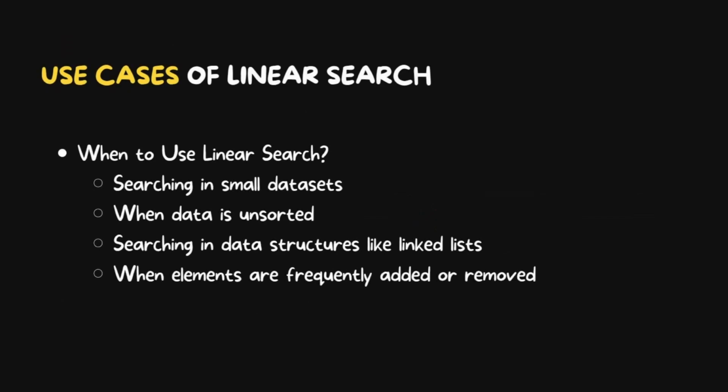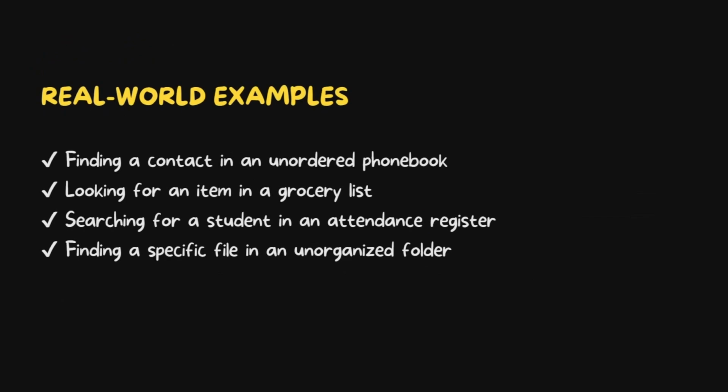Linear search is useful in many situations. Searching in smaller datasets when data is unsorted, searching in data structures like linked lists when elements are frequently added or removed. So these are some of the use cases of linear search. So here are some practical examples of linear search. To find a contact in an unordered phone book, to look for an item in a grocery list, searching for a student in an attendance register, finding a specific file in an unorganized folder.